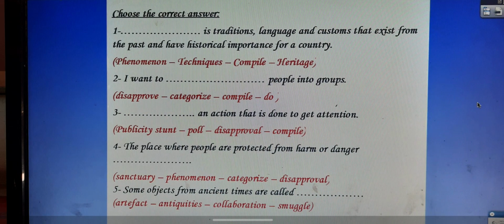Now let's practice. Number 1 is traditions, language, and customs that exist from the past and have historical importance for a country. Heritage. Number 2, to divide people or things into groups. Categorize. An action that is done to get attention. Publicity stunt. The place where people are protected from harm or danger. Sanctuary. Some objects from ancient times are called antiquities.